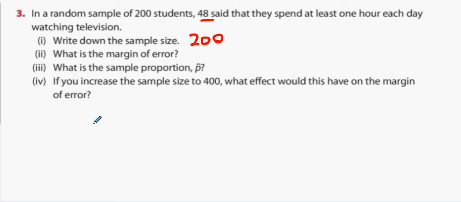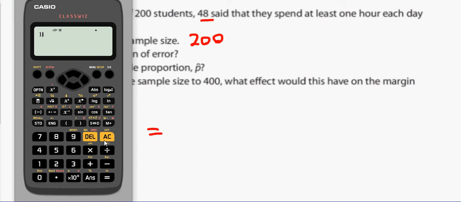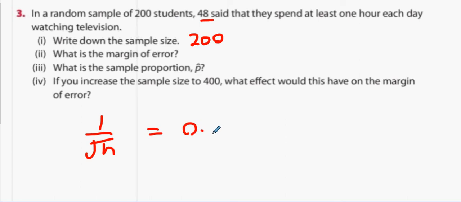The margin of error formula is 1 over the square root of n. So what do you think the margin of error is in this question? 1 divided by the square root of 200, okay? Which is 0.07, so roughly 7%. Is that okay? So, margin of error is plus or minus 0.07. I'll explain what that means in a second.